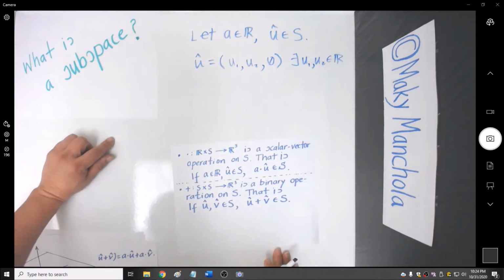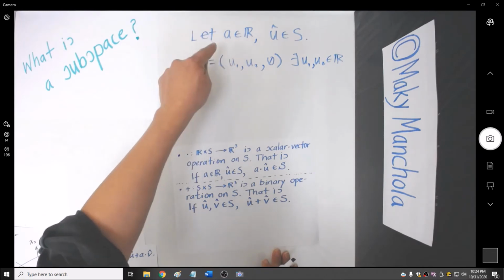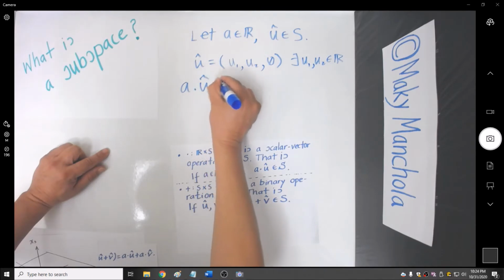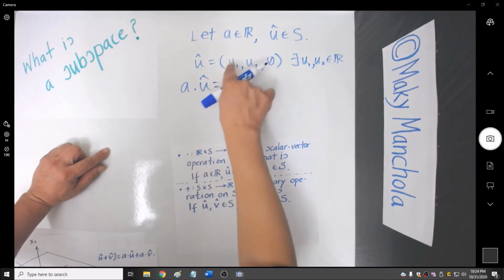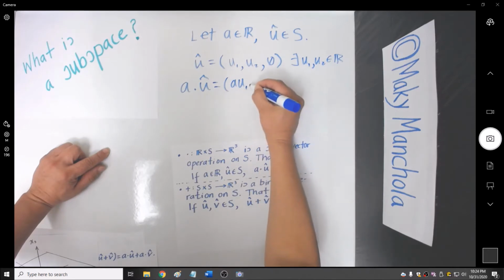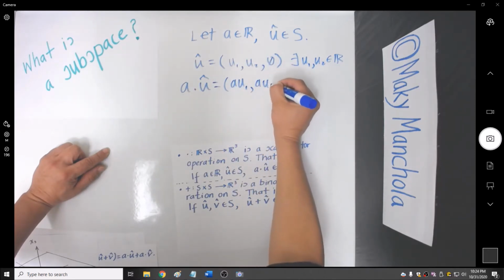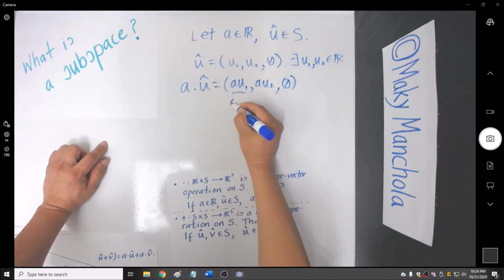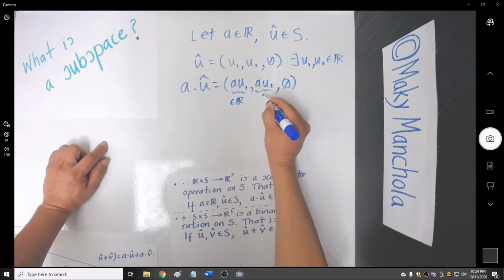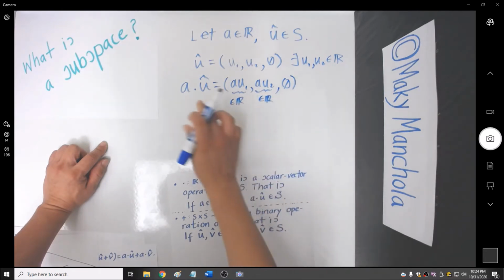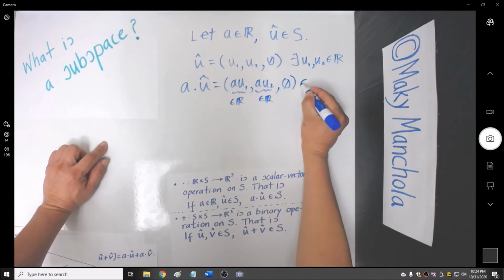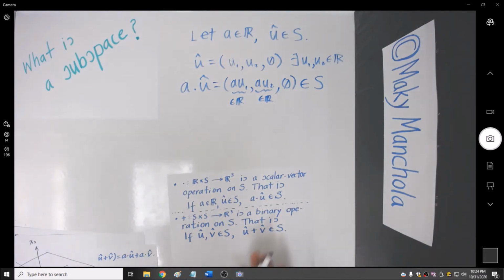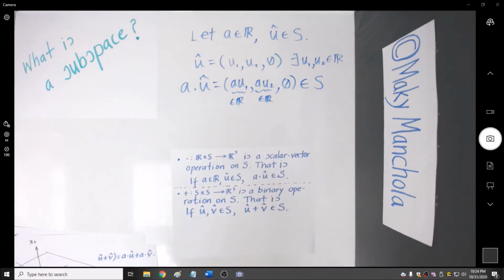So we know that. Now, let's take the scalar product of AU. So A dot U by definition is going to be AU1, AU2, zero. Oh, but wait a minute, that's a real number. That's also a real number. So we conclude that this result does happen to be one of the elements of S. Okay, so our first property is verified.